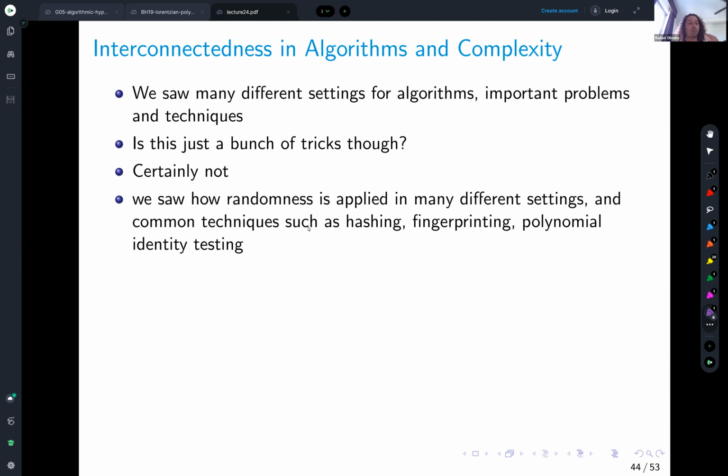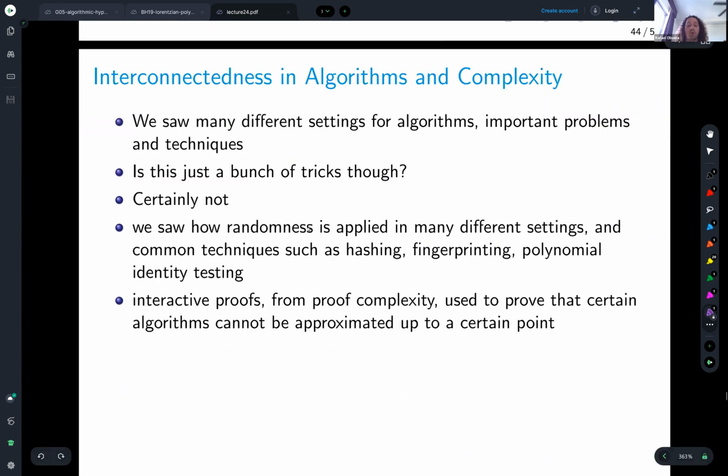We learned that there are certain underlying principles, for example, in randomness, that these same underlying principles can be applied in many different settings, right? So what we learned is that there's a certain underlying mathematical structure that can be applied in many areas, right? So for example, in hashing, fingerprinting, polynomial identity testing, right?